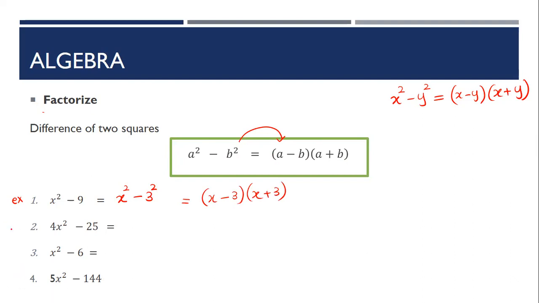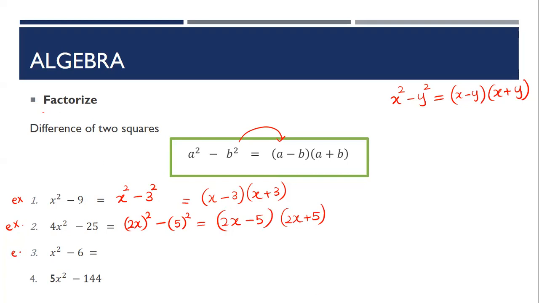Okay, example 2, how can we factorize 4x square minus 25? The 4x square we can write as 2x square. 25 is 5 square. So we can factorize these squares as 2x minus 5 and 2x plus 5. So those are two factors.